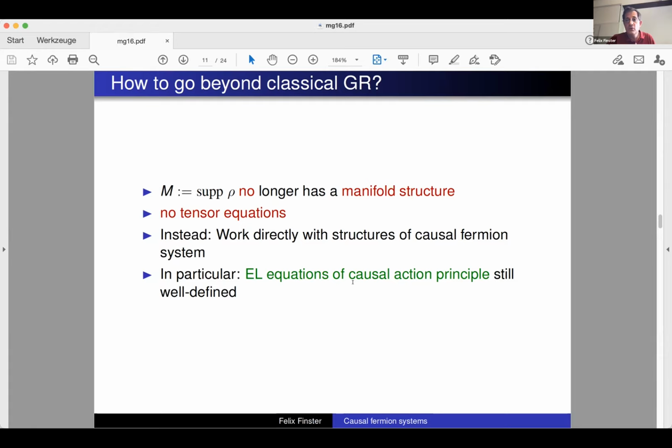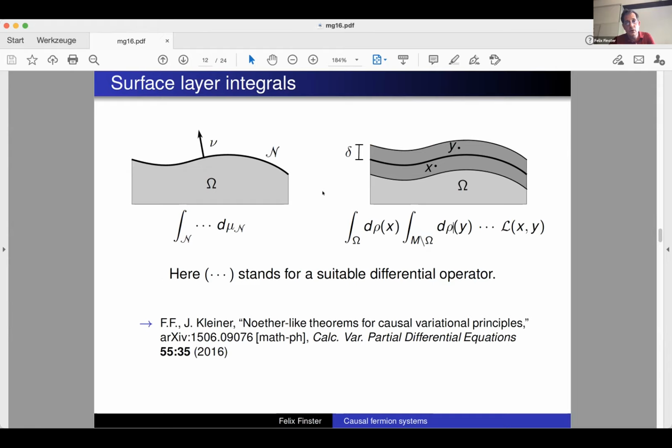And this is a program which has been pursued to some extent. So the question is, if I do not work with manifolds and tensors, can I still get the effects of gravity out of the Euler-Lagrange equations of the causal action principle? And what we did so far, or let's say a main tool here, is to work with so-called surface layer integrals. Usually in GR, one considers surface integrals, so integrates the density over a Cauchy surface, for example.